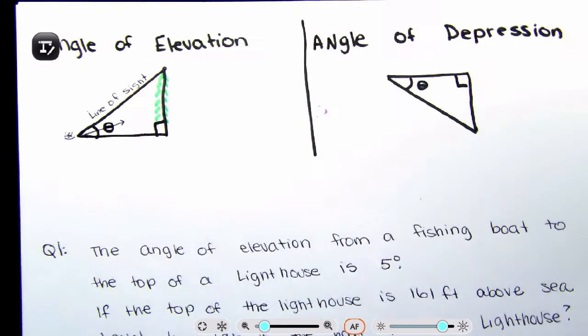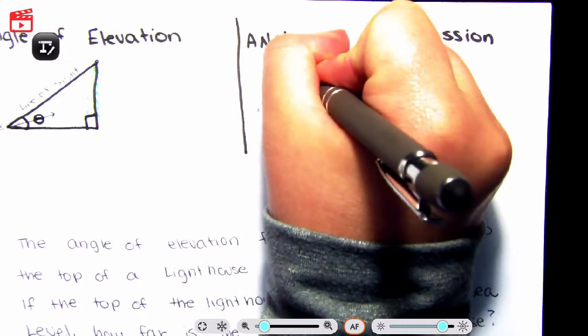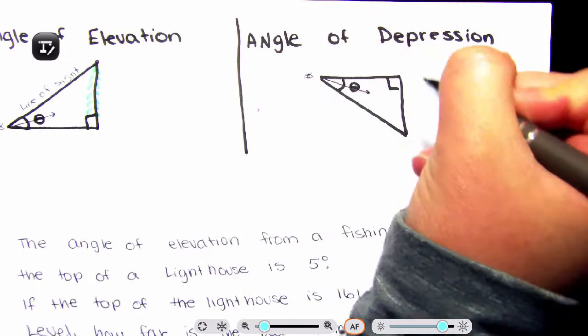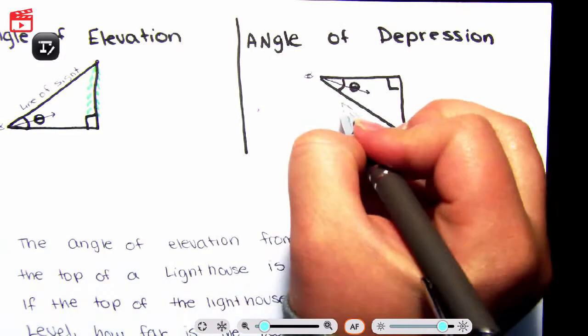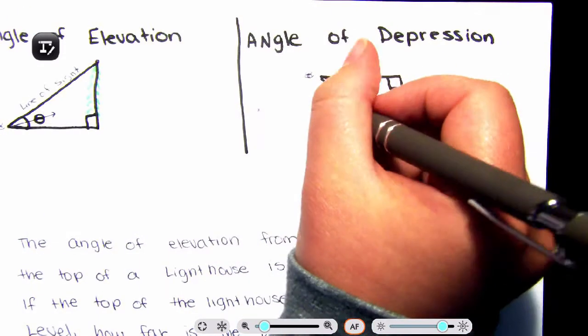If you have an angle of depression, this right here is your eyeball. So you're looking through here. Your line of sight is now the opposite, or in this case, this one here.